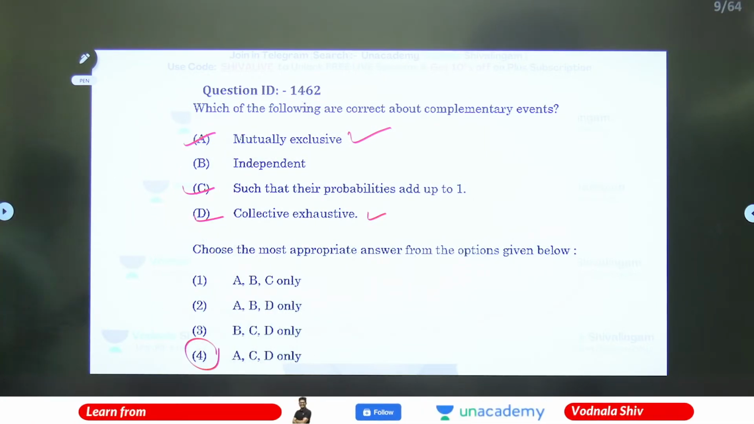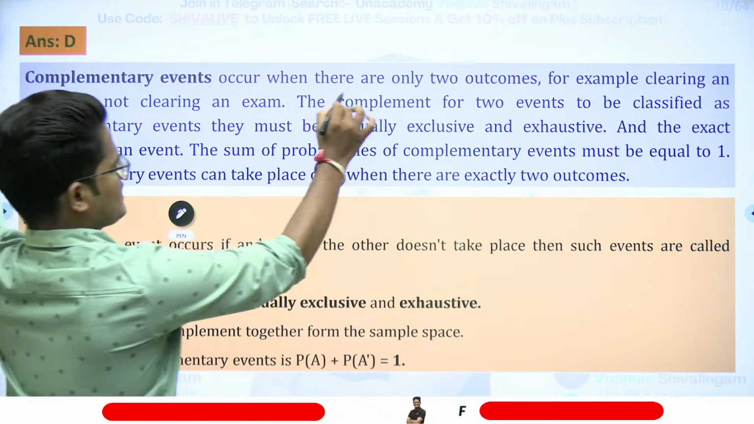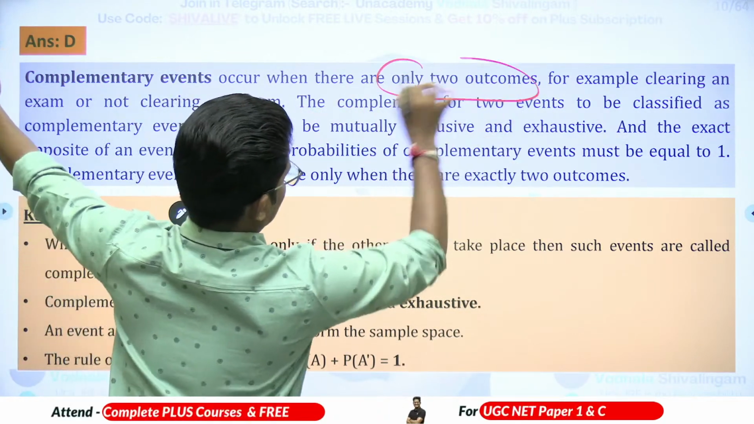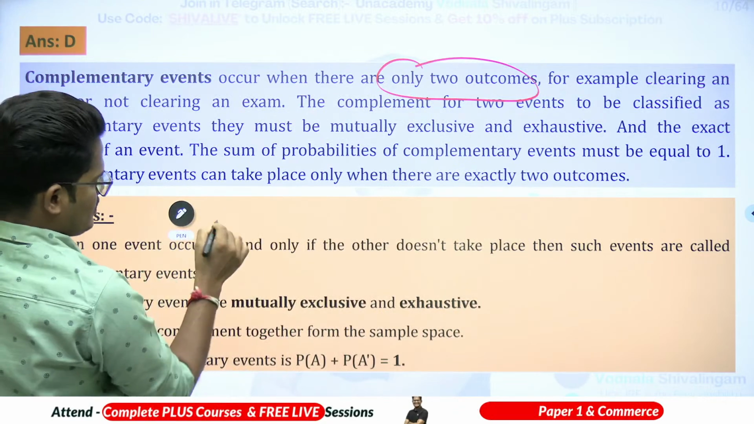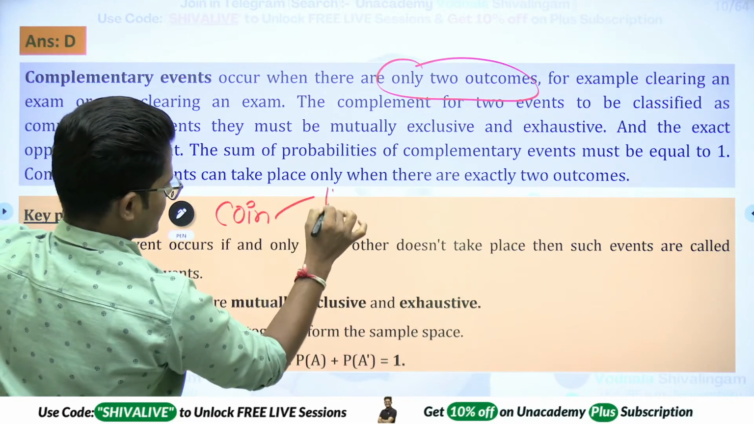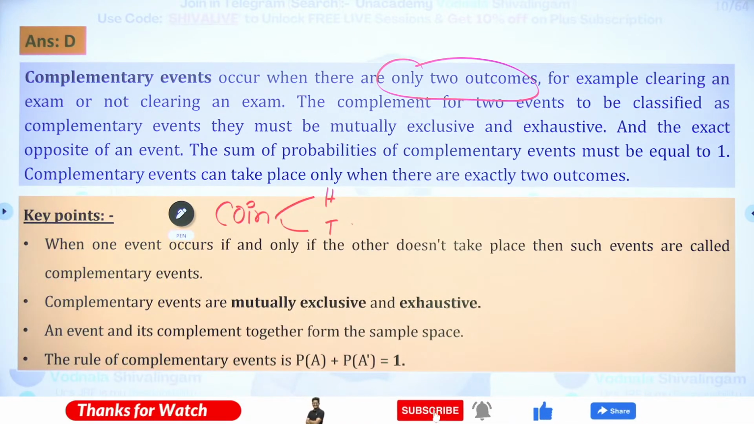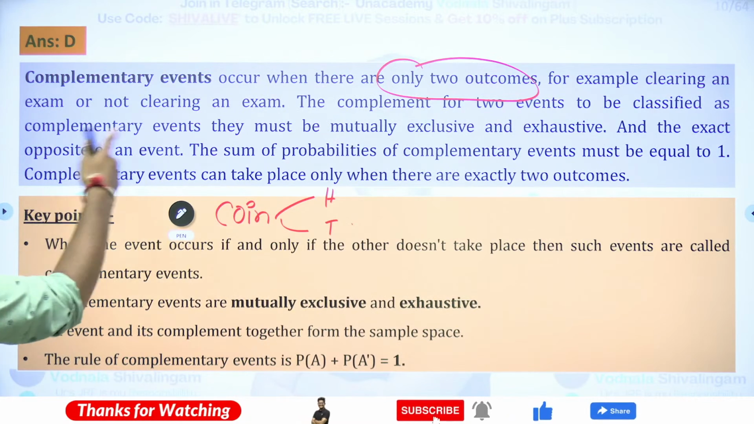About the complementary events, let me tell you what it is. Complementary events occur when there are only 2 outcomes. Like if you toss a coin, you will have either a head or a tail. Only 2 possibilities. For example, clearing an exam or not.